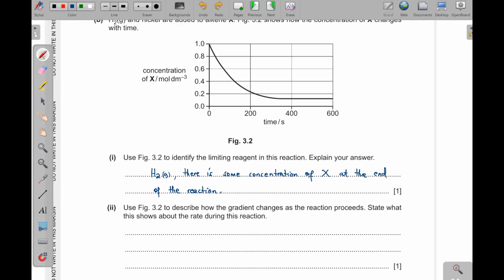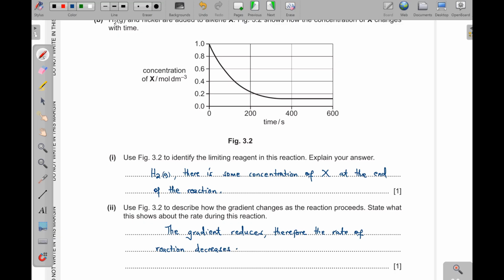You get that? So we shall say that they say describe how the gradient changes. First of all, it is decreasing as the reaction proceeds. State what this shows about the rate during this reaction. Okay, we shall say that the gradient reduces. The gradient reduces, therefore, the rate of reaction decreases.